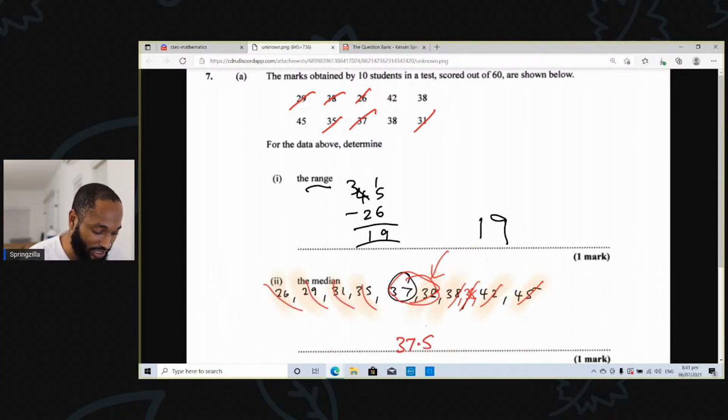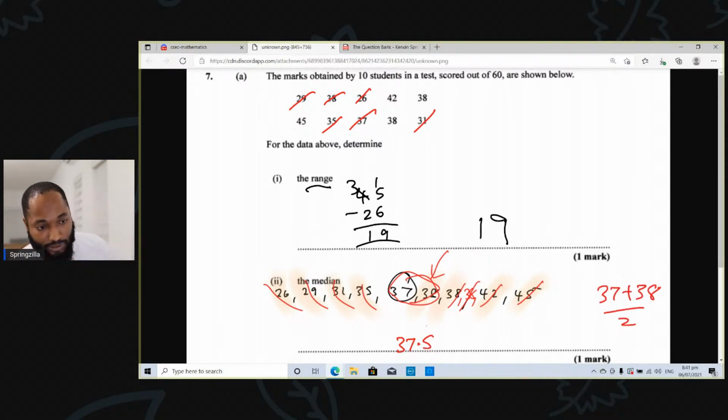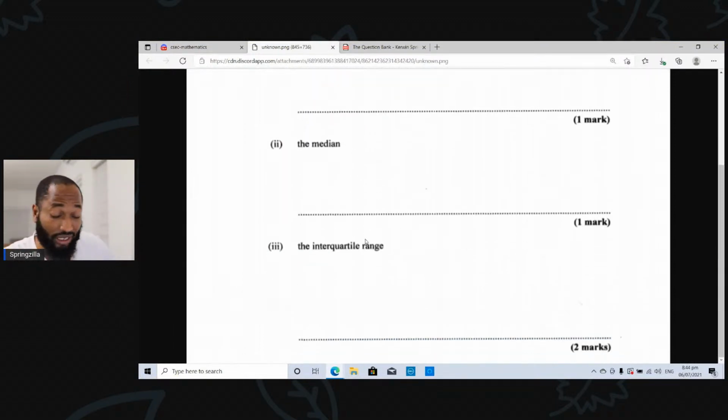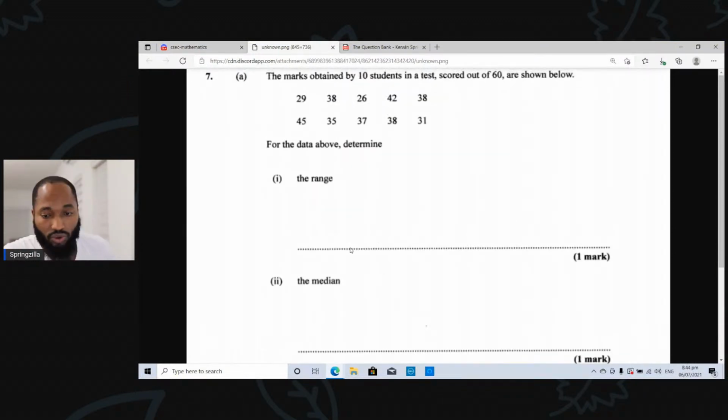So 37.5, you understand, right? 37 plus 38 divided by 2, when you take the two middle values. 37.5. Let's do the next question. Oh, interquartile range. Yuck. Now, this is a question that I have done on YouTube already. You can look up interquartile range. Let's just get it back in order and I'll show you how we get the interquartile range.